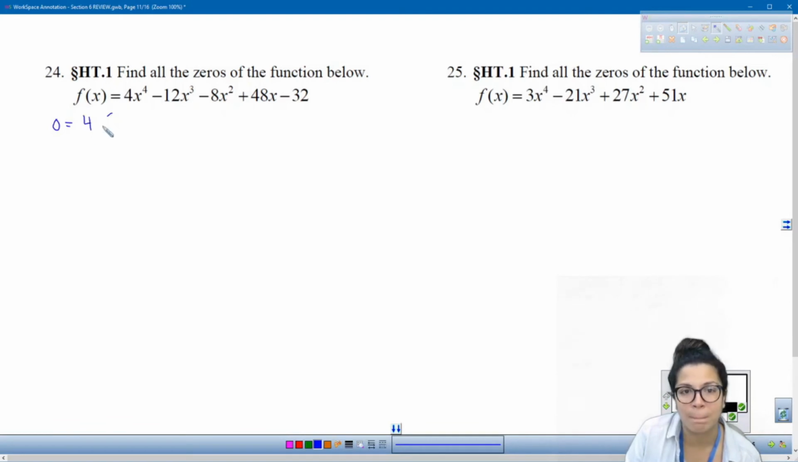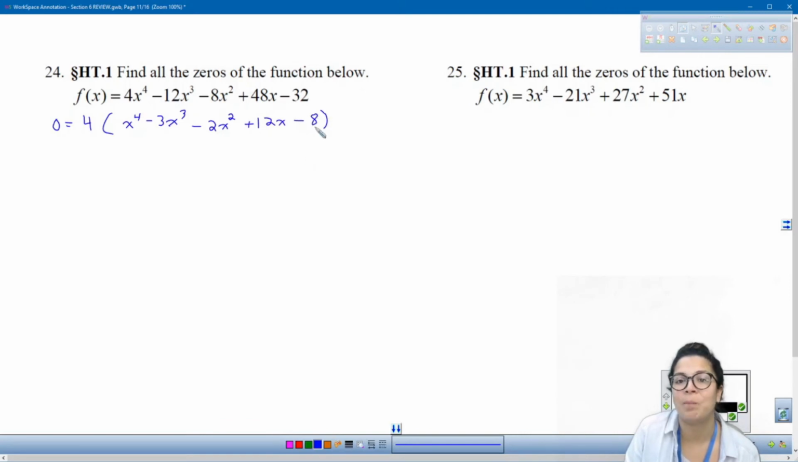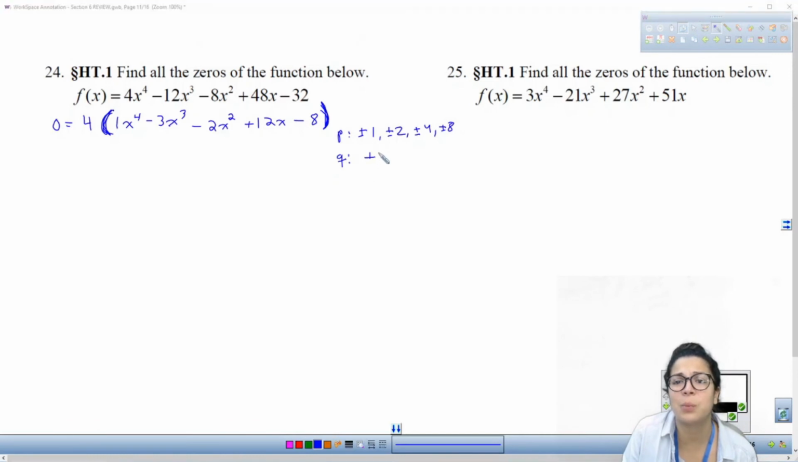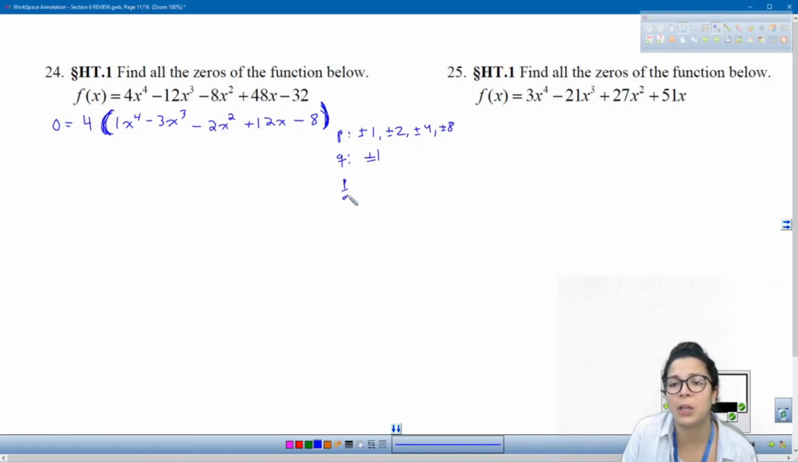So if we factor out 4, we just have 1x to the power of 4 minus 3x to the power of 3 minus 2x to the power of 2 plus 12x minus 8. And so now, if I factor this one, the numbers are easier to deal with. So this is the one that I'm going to try to factor right here. So P's are all of the factors of 8, which would be 1, 2, 4, and 8. And then Q's are the factors of 1. Well, that's just 1. So when we do P divided by Q, we're just taking 1, 2, 4, and 8 and dividing it by 1, which will give us 1, 2, 4, and 8.